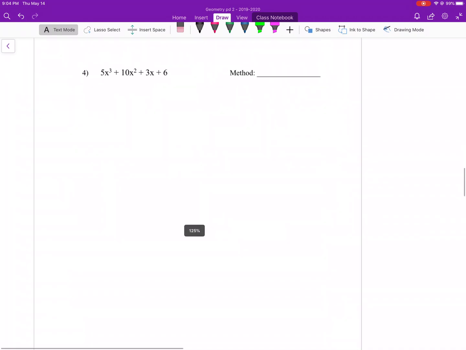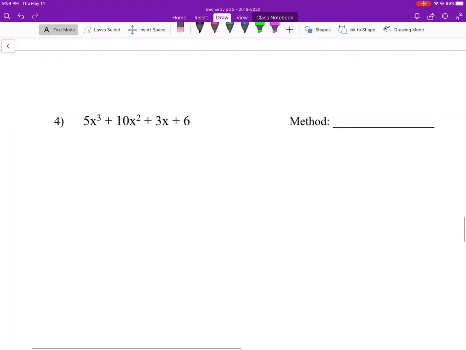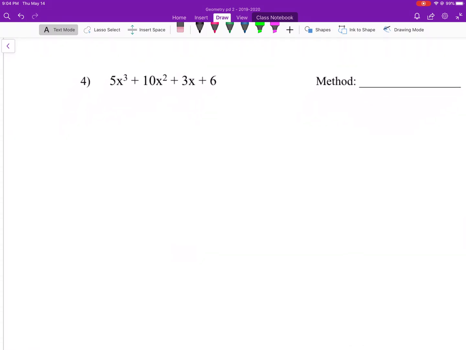Now we have 4 terms. Doesn't matter, check for GCF first. Can we divide all these by the same thing? Is there a number that goes into 5, 10, 3, and 6? There is not. No common factor besides 1.